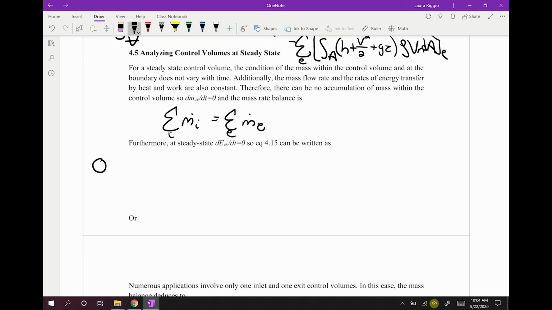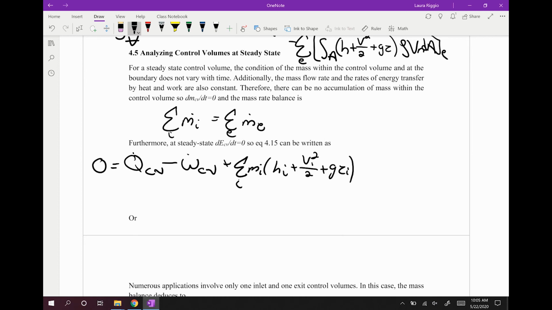So at steady state, our energy rate balance becomes 0 is equal to our heat transfer minus our work plus the sum of what comes in minus the sum of what goes out.